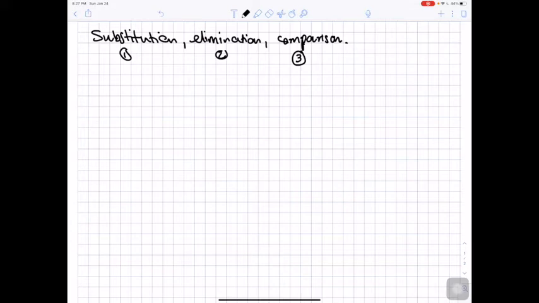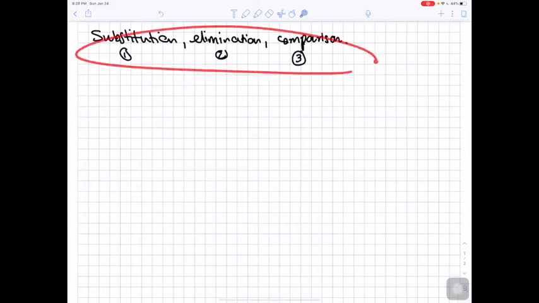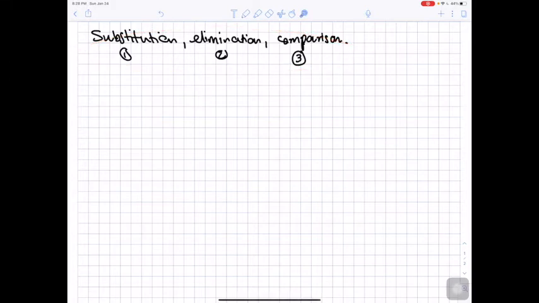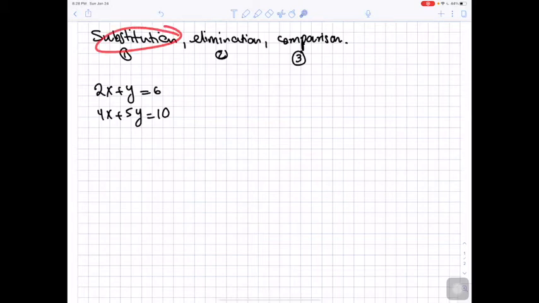Well, let's start with substitution. That being said, all these three methods, whichever you want to use, all of them will work for any systems of equations with two variables, right? So for example, let's say if you got 2x plus y is equal to 6, 4x plus 5y is equal to 10, right? Then you can use substitution, you can use elimination, or you can use comparison. That's your choice. But now in this video, we're going to be working on substitution specifically.